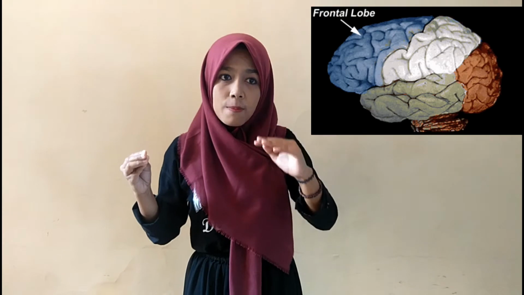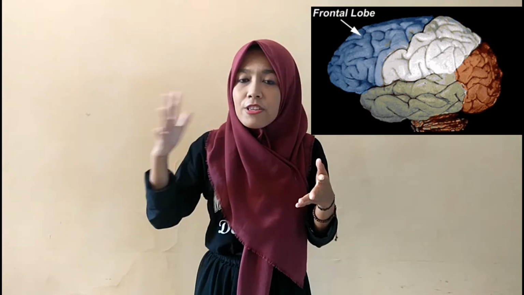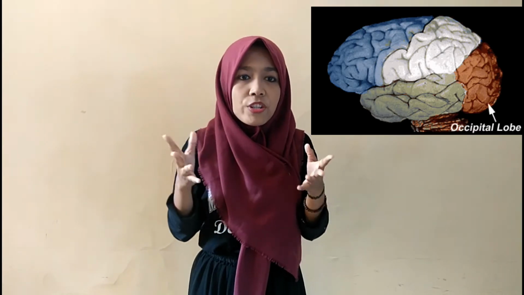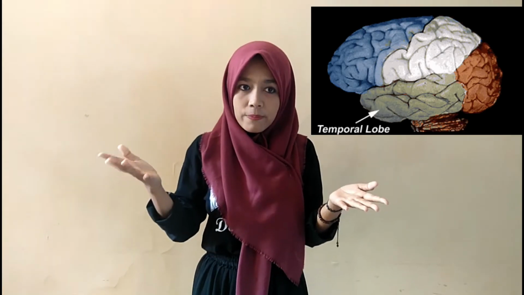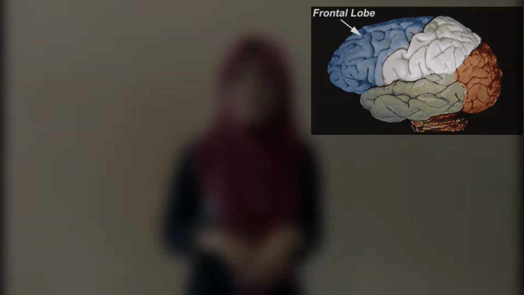Then the temporal lobe. The temporal lobe is associated with the retention of short and long-term memories. It processes sensory input including auditory information, language comprehension, and naming. It also creates emotional responses and controls biological drives such as aggression and sexuality. Okay, thank you.